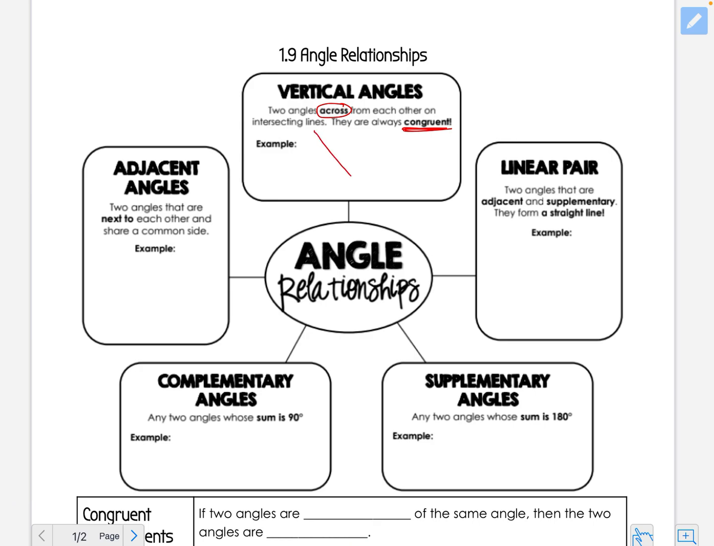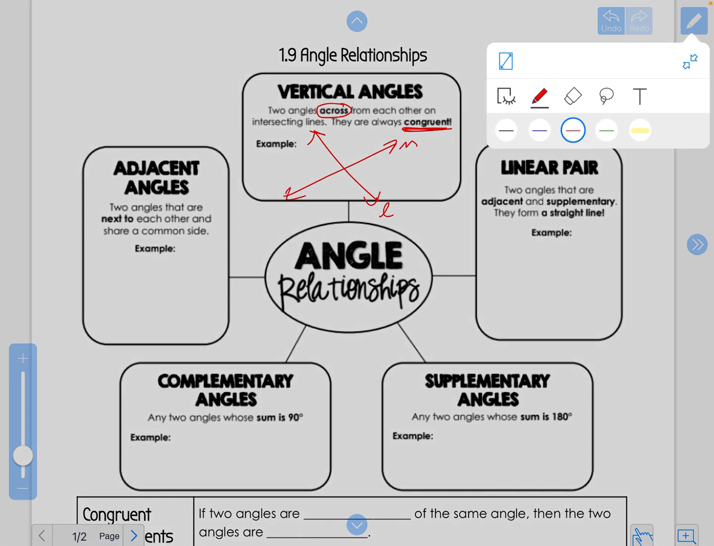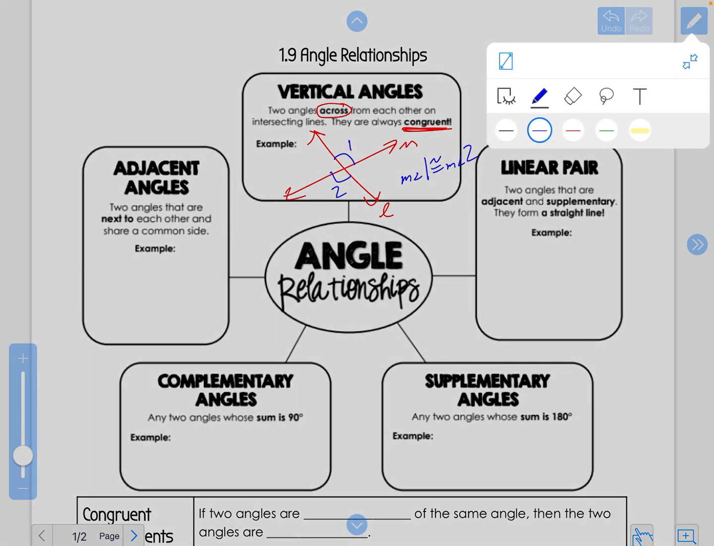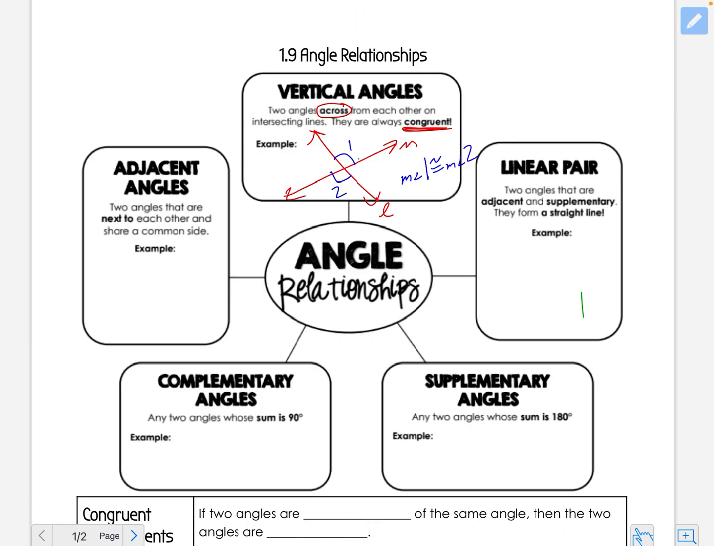So an example is, let's say we've got line L, and then let's say we've got line M. What this tells us about these vertical angles is that because we have two lines that intersect, our opposites are going to be congruent. So let's call this angle 1, let's call this angle 2. The measure of angle 1 is going to be congruent to the measure of angle 2. It also works out that because those two are opposite, these over here are also opposite and would also be congruent. So let's call them 3 and 4. The measure of angle 3 would be congruent to the measure of angle 4.